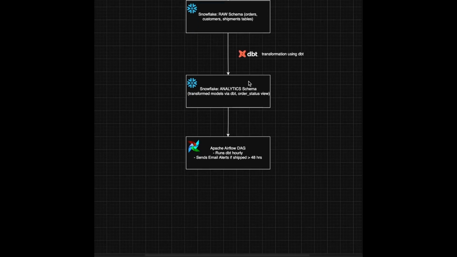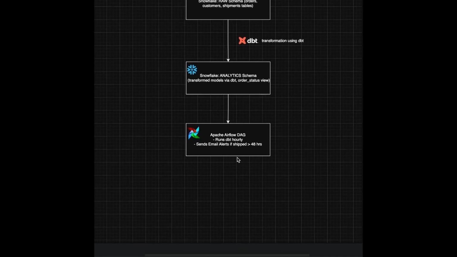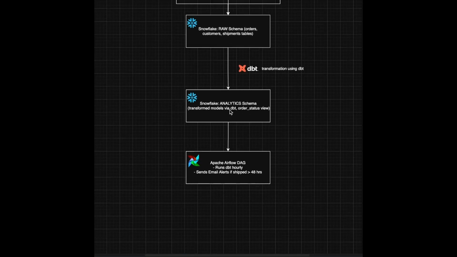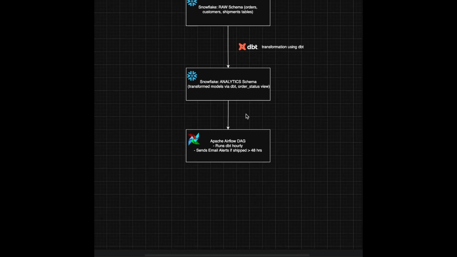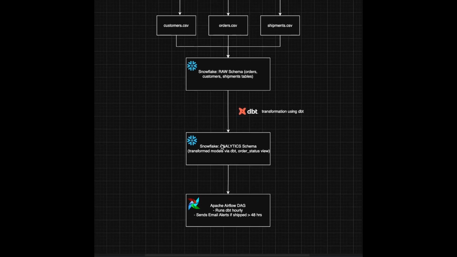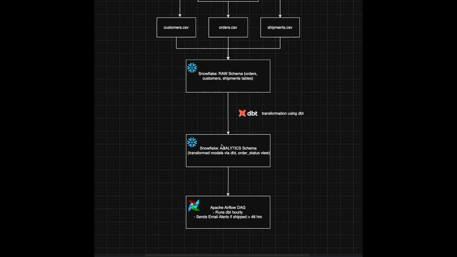This view will be created by joining these three tables in the raw schema. After that, we will set up an Apache Airflow DAG, which will run hourly, and it will have two tasks in it. Number one task will do all the transformation and create an order status view over Snowflake, and the second task will check if the shipment is delayed by more than 48 hours, and if that is the case, it will fail, and once it fails, it will send the mail. I will show you how to set up email, how to set up this DAG, how to set up Snowflake. I'll show you everything. So this was the system design. Let's move forward to VS Code for all the coding.